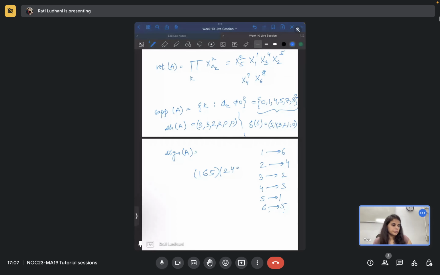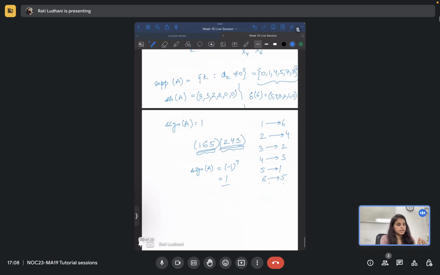It is closed. So now, if you remember, this can be split into 2 cycles, and this is again 2 cycles. So this is exactly the sign of A: minus 1 raised to power 4. That will be 1. If you write it in the form of transpositions, you will get that. So this is the sign.